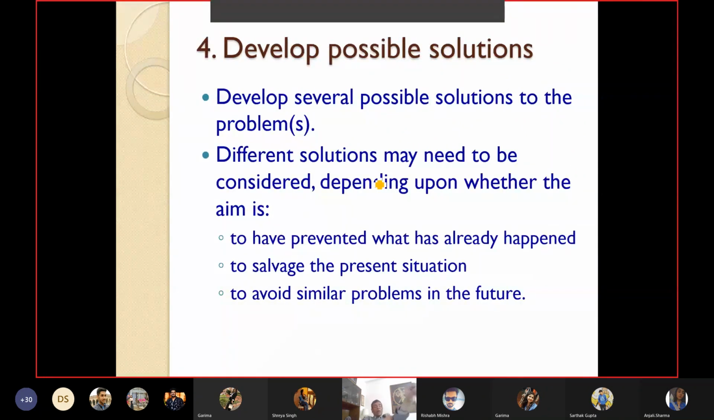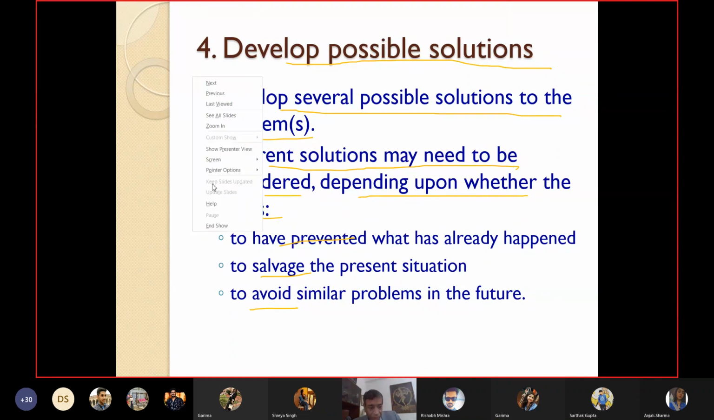Once you know what the major problem is and you've organized it chronologically, you try to derive possible solutions. So develop possible solutions to the problems. Different solutions may need to be considered depending upon whether the aim is to prevent, to salvage, or to avoid. These three are very important points.